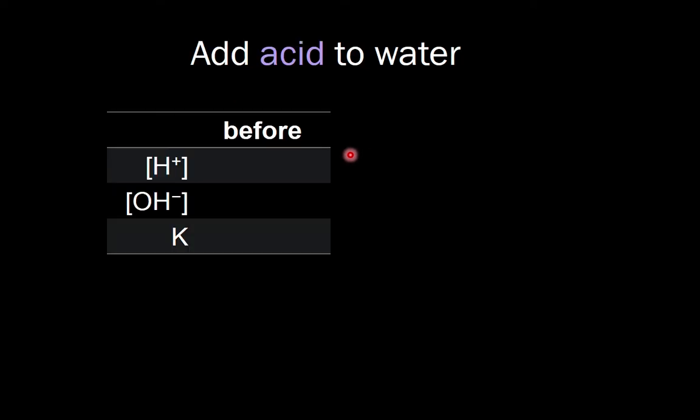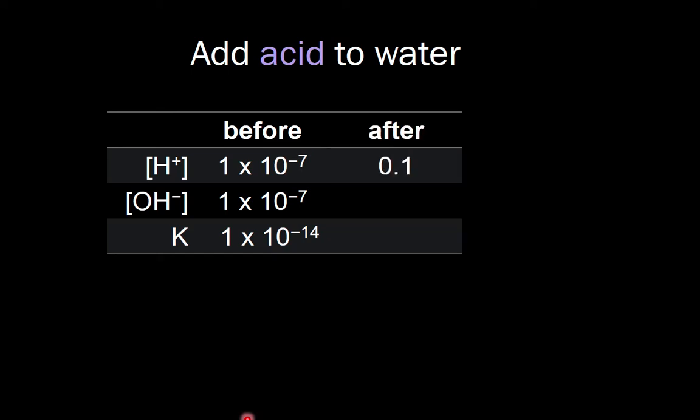Okay, now we're going to start to talk about acids and bases. Let's say we have an acid and we add it to water. So at the beginning, we have our concentrations of H+ and OH- that we talked about earlier. We have our K value. And let's see what happens to these concentrations when we add the acid to water. So after, we end up with a concentration of H+ at 0.1 moles per liter. That's higher. And the concentration of OH- ends up at 1 times 10 to the minus 13. So that's now lower. But if we multiply those numbers together again, like we did earlier, what we end up with is the same value, 1 times 10 to the minus 14.